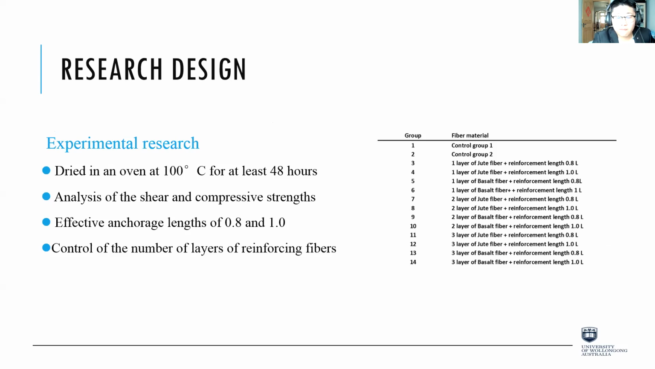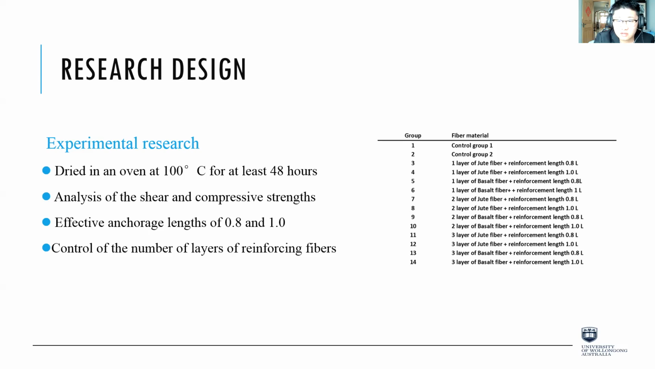The group was first dried in an oven at a temperature of 100 degrees Celsius for at least 48 hours. The ductility, compressive, and shear strength were observed and analyzed according to the Australian standards. The concrete elements combined with jute fiber and balsa fiber groups reinforcement sheet were analyzed for shear strength as well as compressive strength after heating.